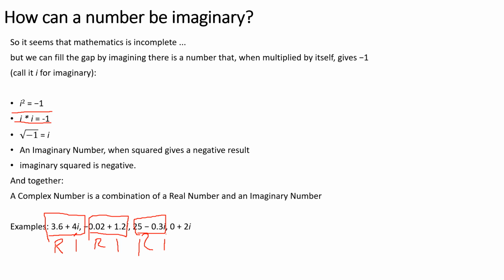And then finally, I get 0 plus 2i. Well, this technically is just an imaginary number. It's just 2i. But if we want to get into semantics here, my real number is 0. So 0 plus my imaginary number, 2i.